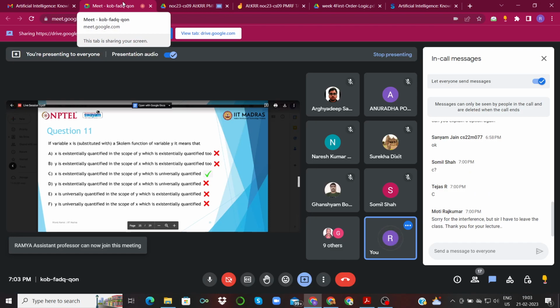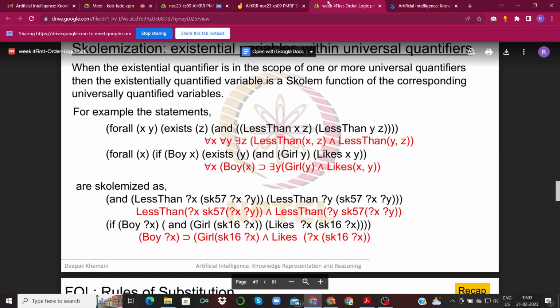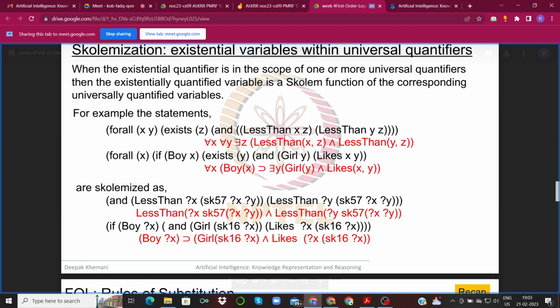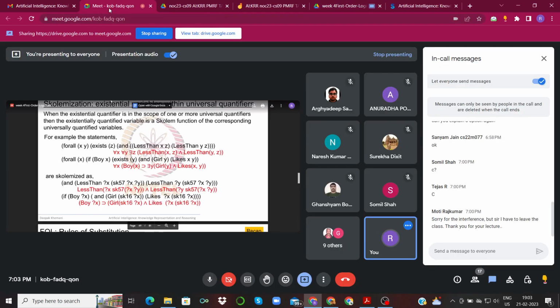Okay, so I'll just let you have a look at the options. Maybe I'll shift the slide once and let you have a look at the examples first. And if there's any doubt, please let me know. I'll wait for a couple of minutes.